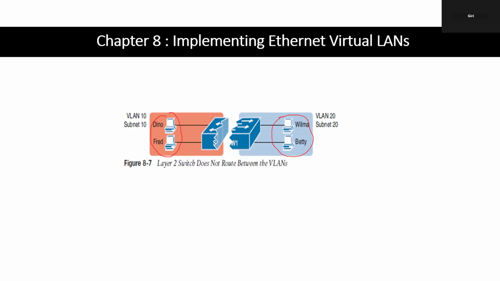Again, we have two different VLANs, so the switch is broken up into two different broadcast domains for these PCs. Using layer two logic, if Dino needed to speak to Wilma, the layer two switch cannot, and I want to emphasize this point, cannot forward data to Wilma, who is on VLAN 20, using layer two logic. There is no way to do that using layer two logic.